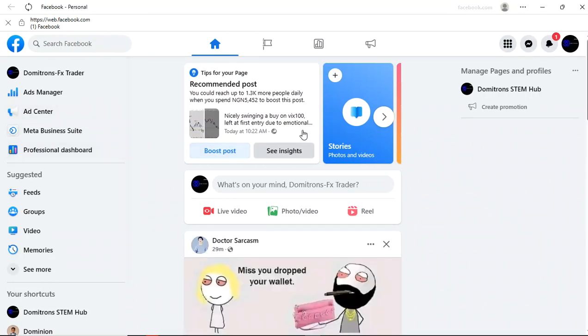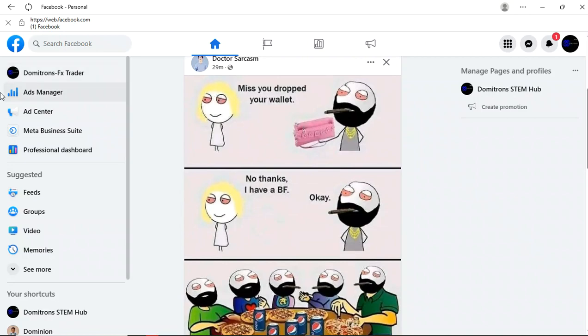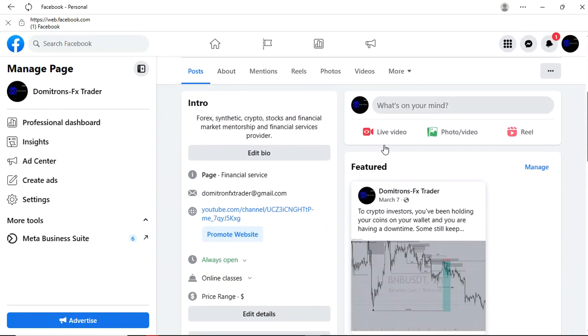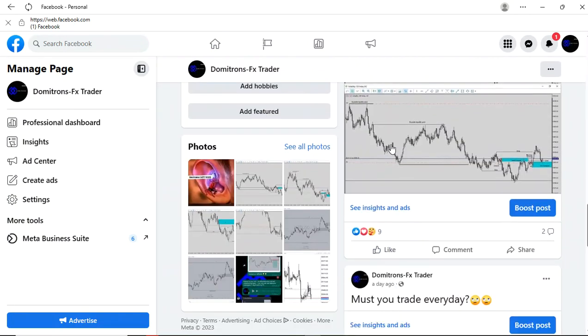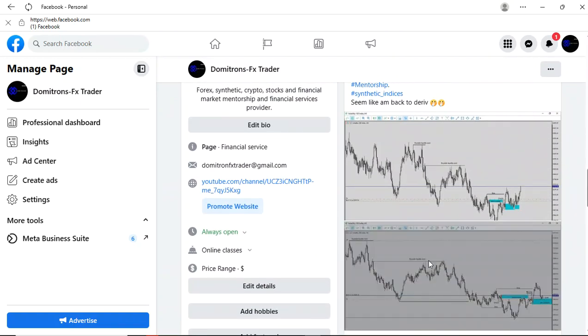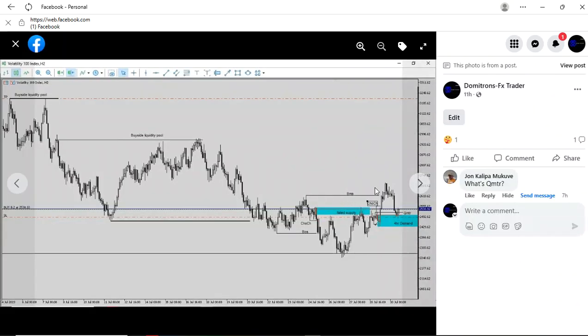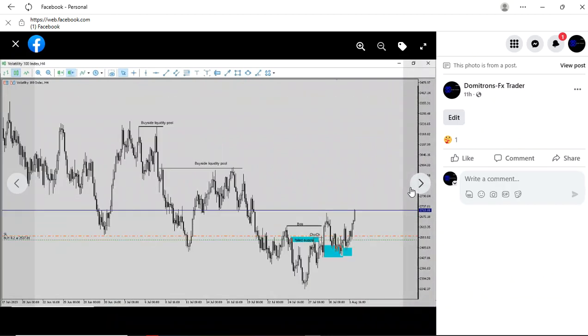I posted previously on my page on the trade right here on VIX100, and you can see my analysis right here when I was looking for the entry right there, and we now see it playing out right here to this area of supply. So price is consolidating another area of supply so that it could accumulate orders and then violate that area.